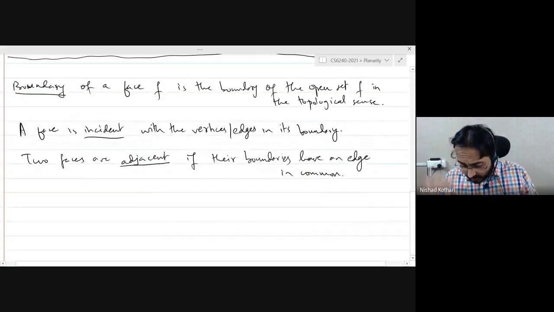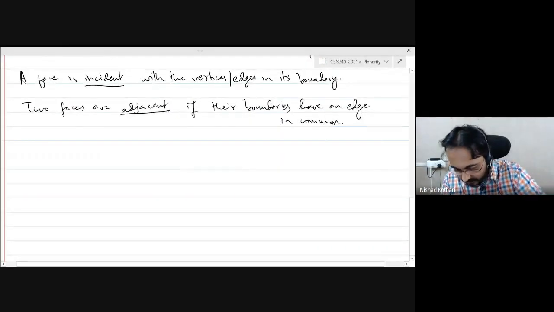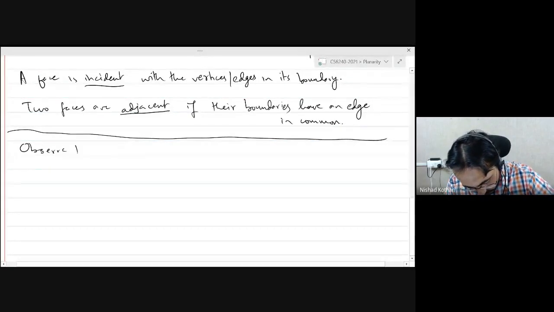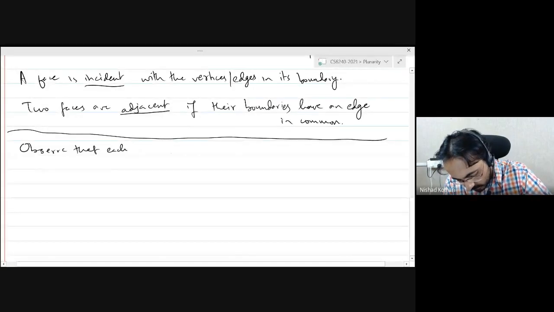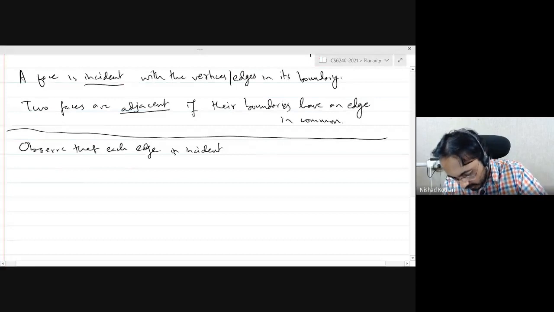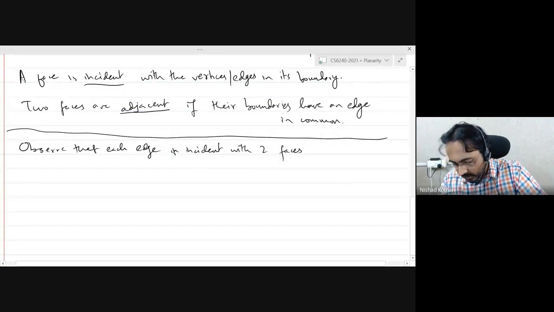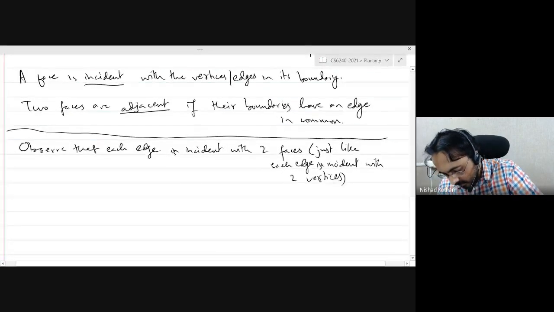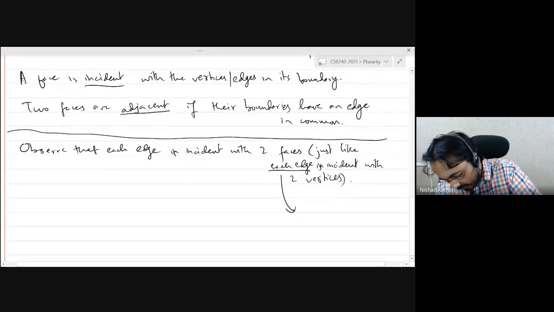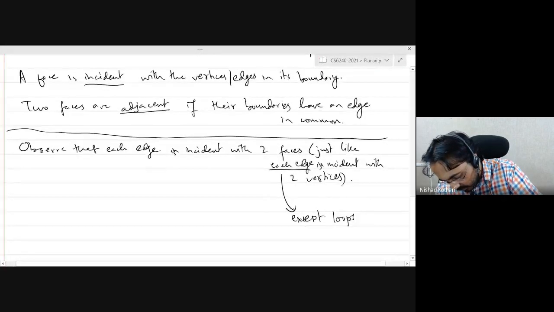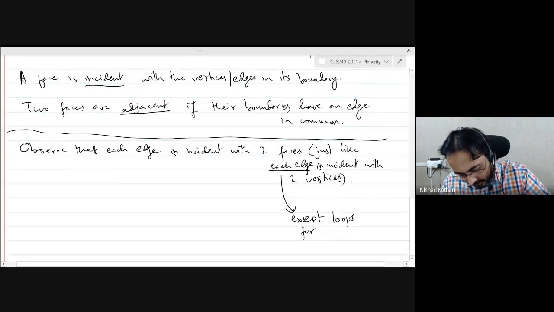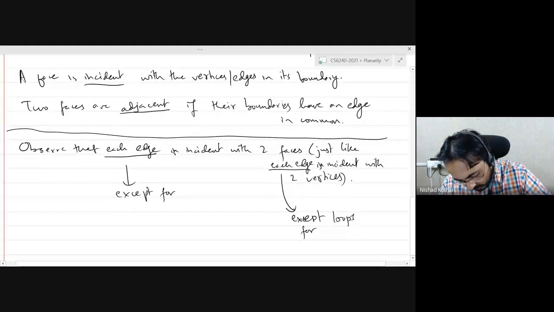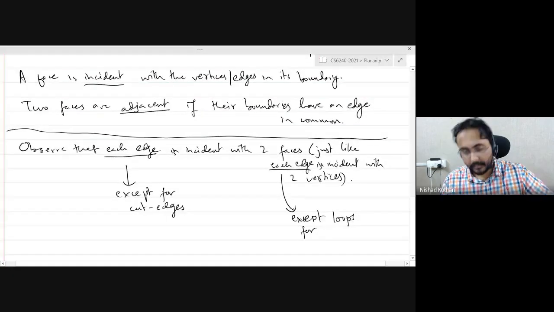So let me put down this. Observe that each edge is incident with two faces. Just like each edge is incident with two vertices. There is an exception here, except for loops. And in the same sense, there is an exception here, except for cut edges. Okay?